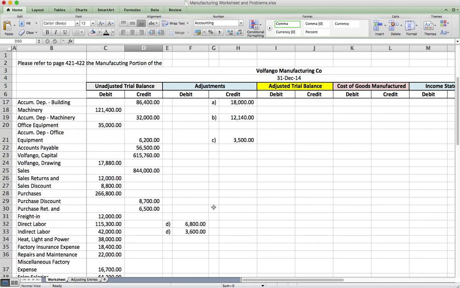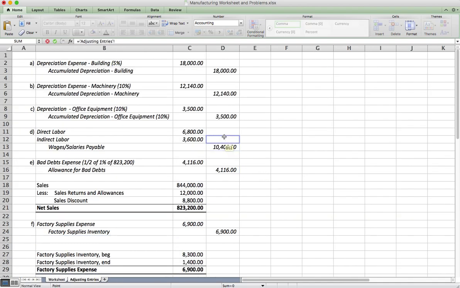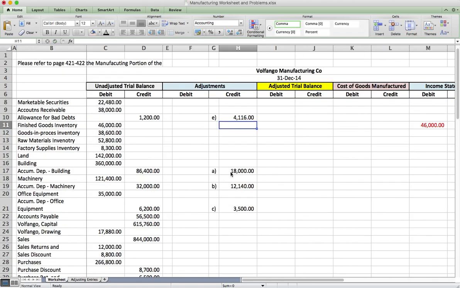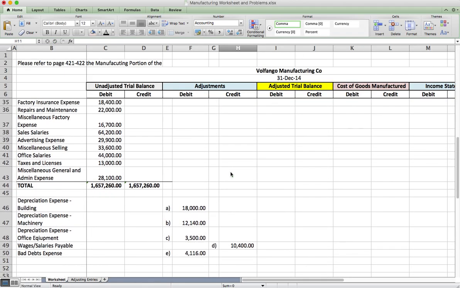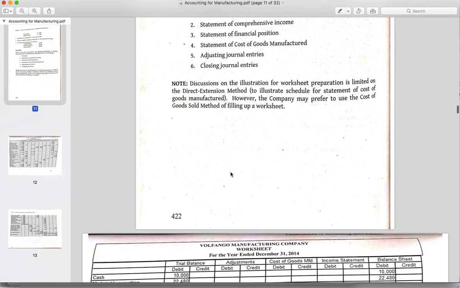Madadagdagan yung allowance for bad debts. Credit, 4116. Okay, what else? Meron pa ba?